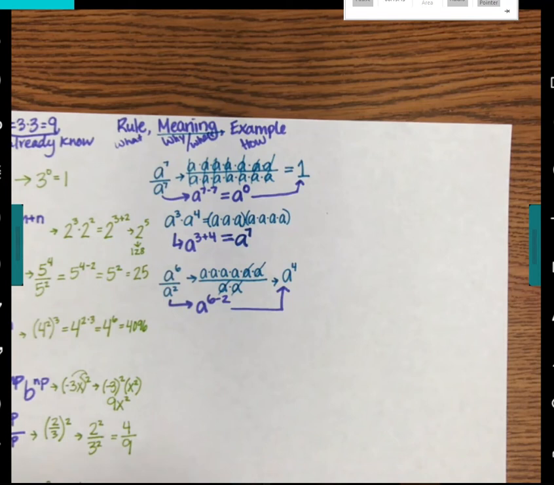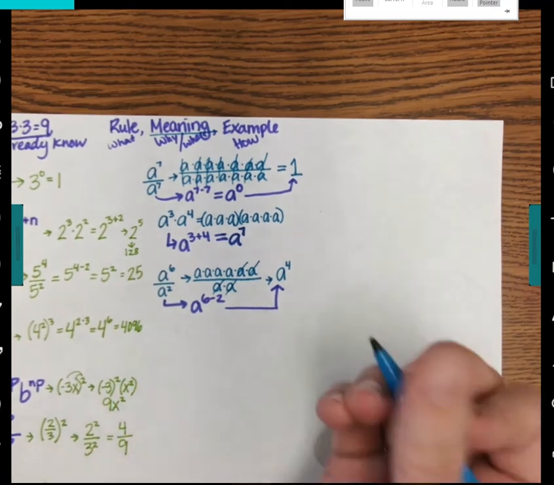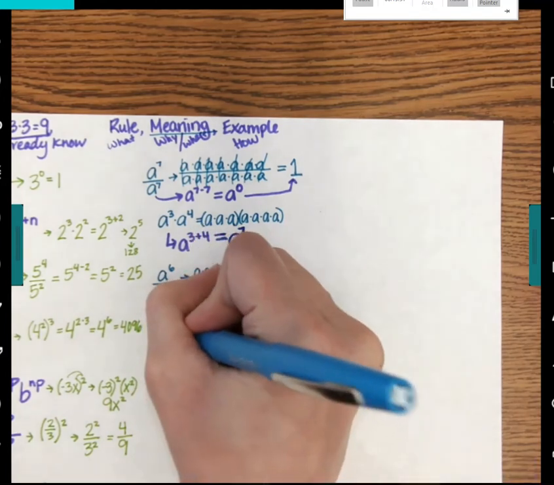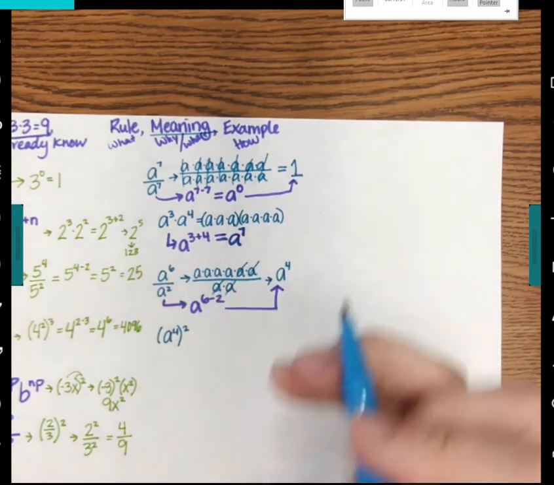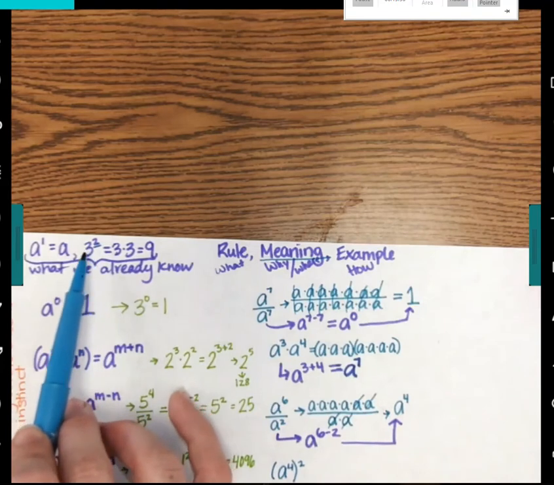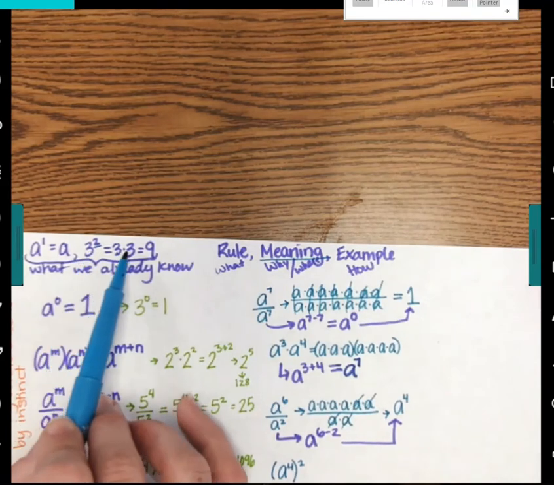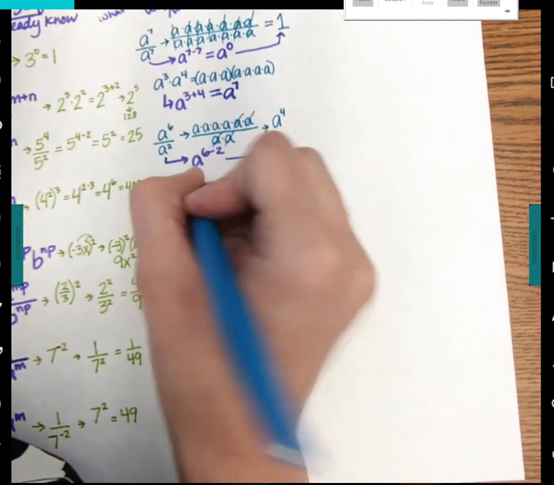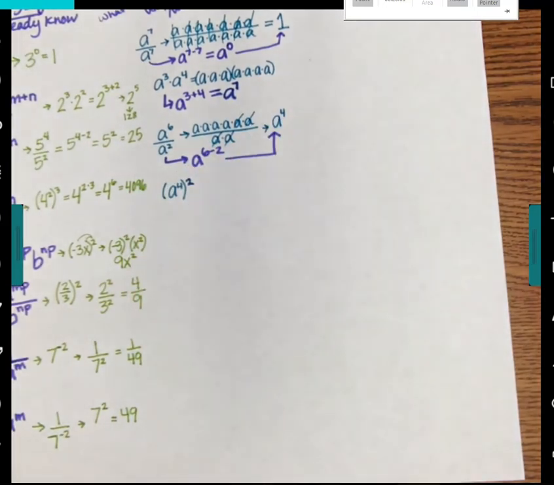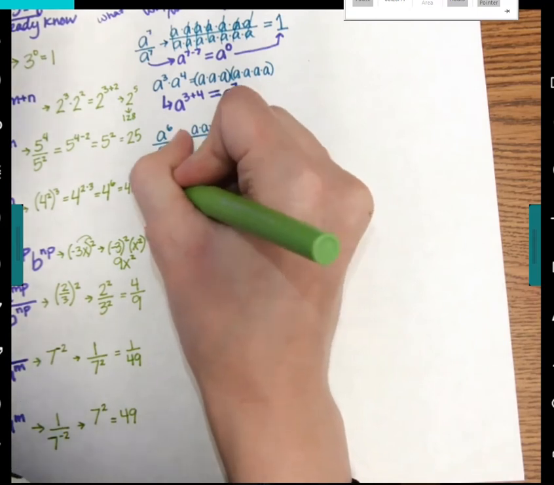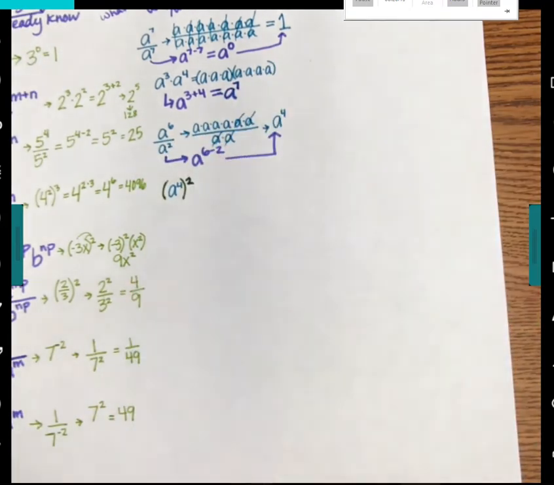Okay, next, we're going to skip back down to here. Say we have a to the 4th squared. Now remember, an exponent power tells us how many times we're multiplying the base by itself. So here, this power is going to that base.